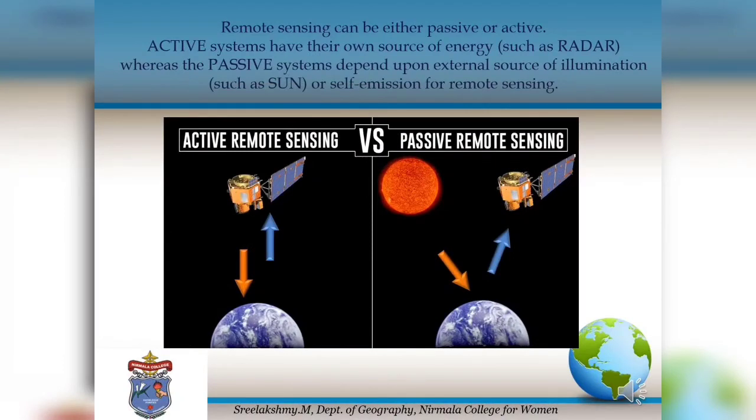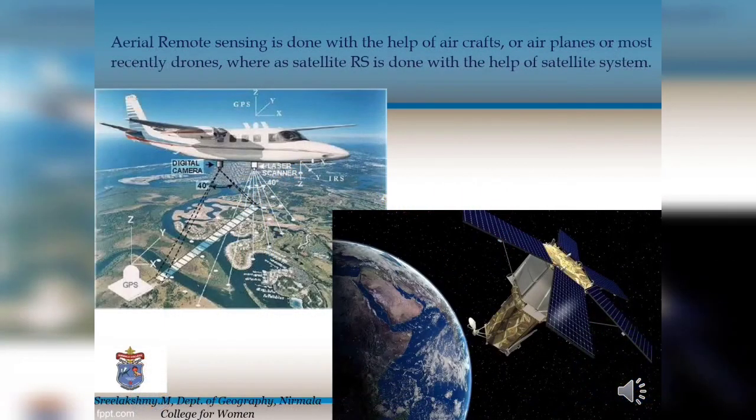Active remote sensing creates a source of energy by itself and then sends it to the target like the LiDAR and the radar, whereas a passive remote sensing makes use of an already existing source of energy like the electromagnetic radiation. Aerial remote sensing is done with the help of aircraft or airplanes or most recently drones, whereas satellite remote sensing is done with the help of satellite system.